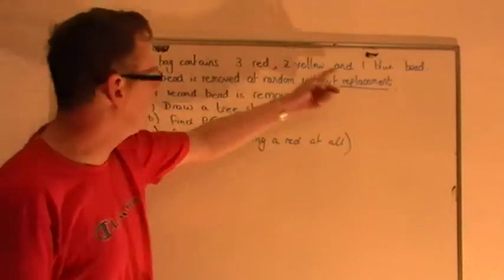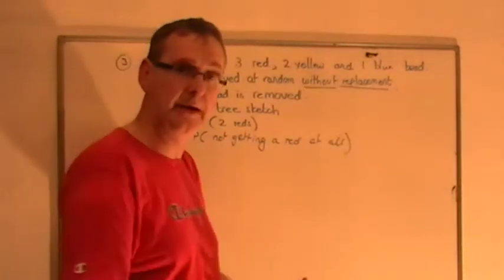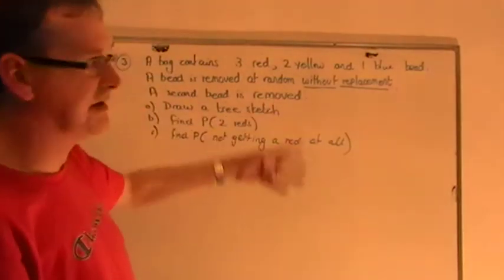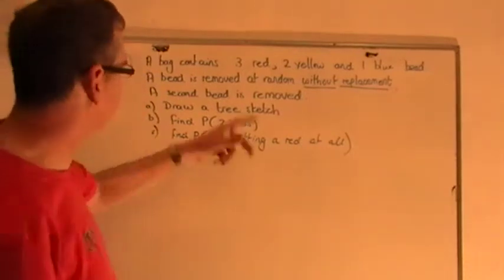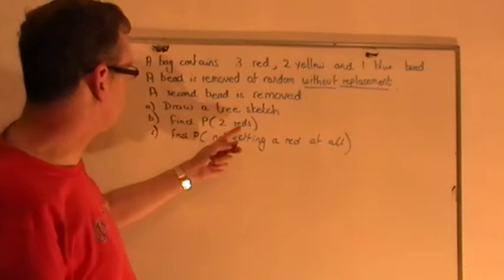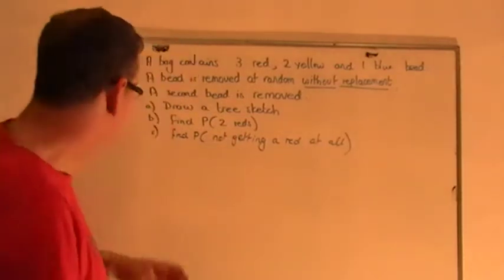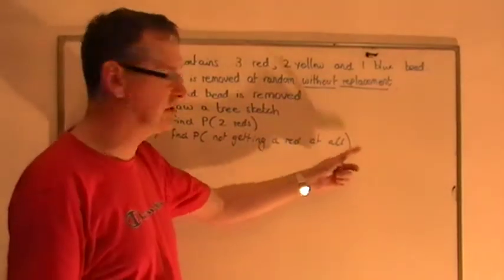For example, let me show you what we've got going on here. A bag contains these beads. A bead is removed at random without replacement, so it's not put back. A second bead is then removed, so we've got two things going on again. Part A, draw a tree sketch. Part B, find the probability of getting two red beads. And Part C, find the probability of not getting a red at all.